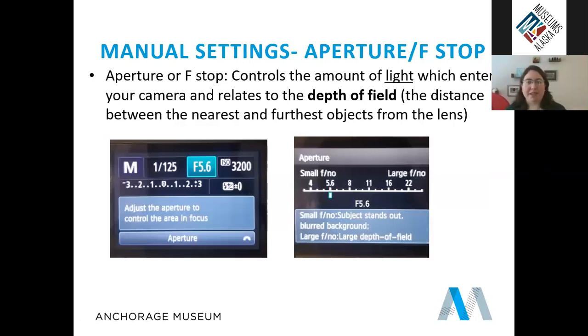Okay, so next up is aperture. Aperture controls the amount of light which enters your camera and relates to the focus, how it focuses on what you're trying to photograph. If your shutter speed is the lid, your iris is the aperture. And it's represented in your camera here with f-stop.